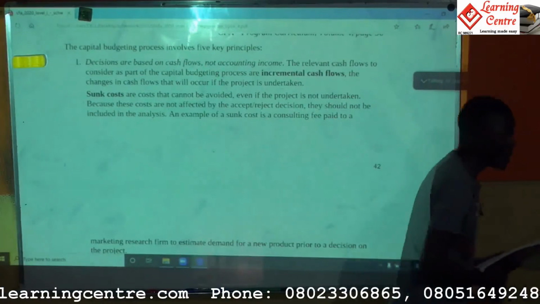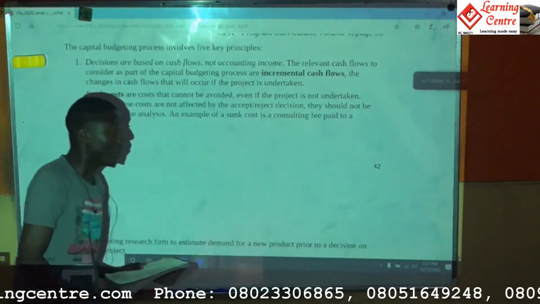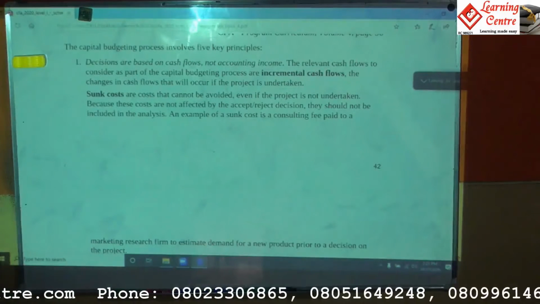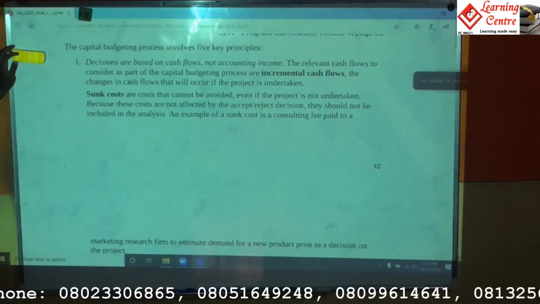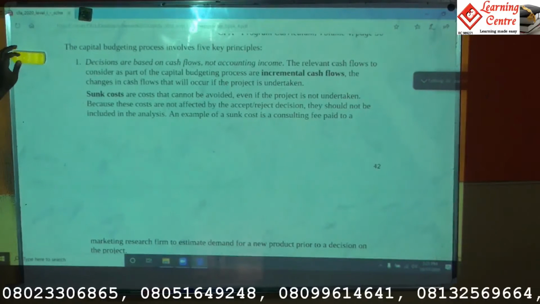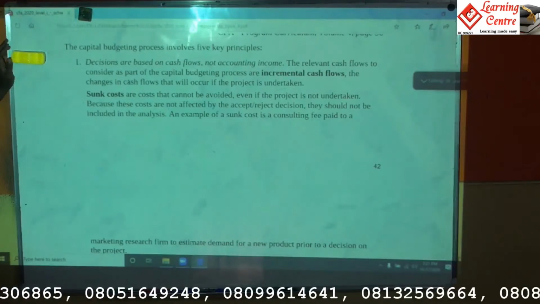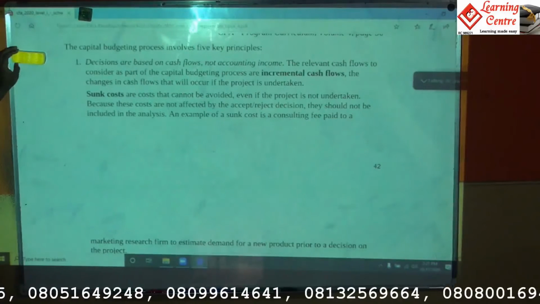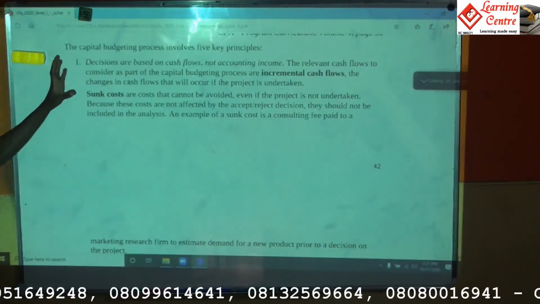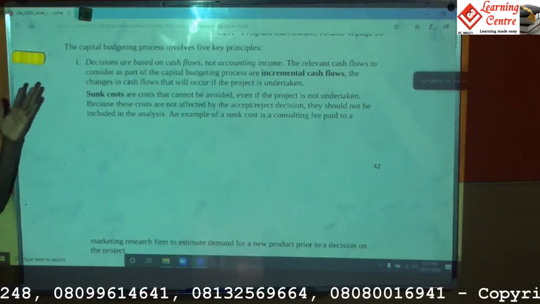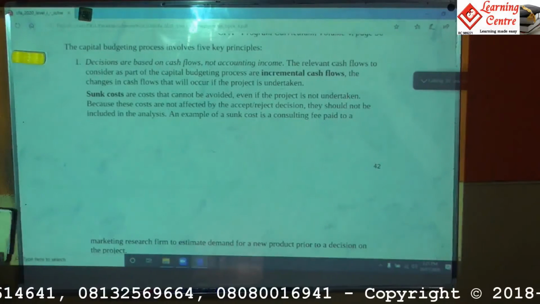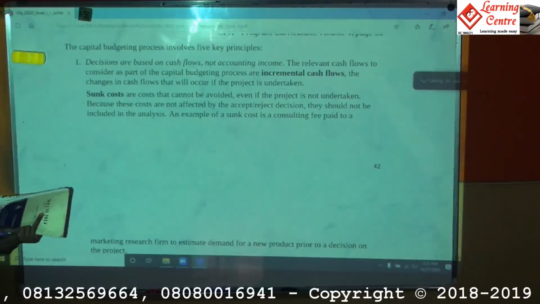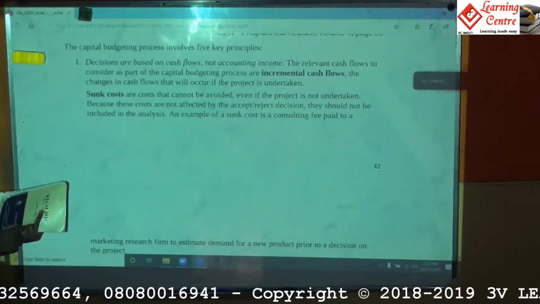Okay, so decisions are based on cash flow and not on accounting income. There's something we call sunk costs. Just know that sunk costs are past costs. They are irrelevant costs. Do we understand? So you don't put them inside it. It's only based on incremental costs. Who can give an example of sunk costs? You can give me an example. Electricity. Okay.